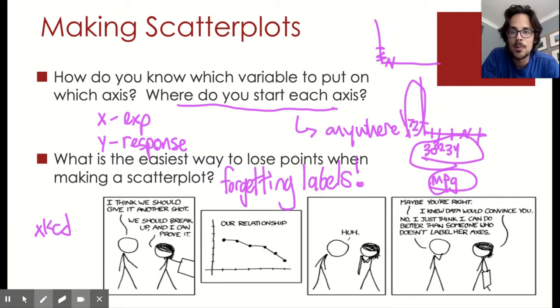There are these two people, and she thinks that we should break up, but he's like, oh no, we should give it another shot. But she made a graph to show him why they should break up. It's our relationship, and you can see it kind of goes down along the graph. He looks at it, and he's like, oh gosh, maybe you're right, we should break up. And she's like, man, the data convinced you. And he's like, no, you didn't label your axis.